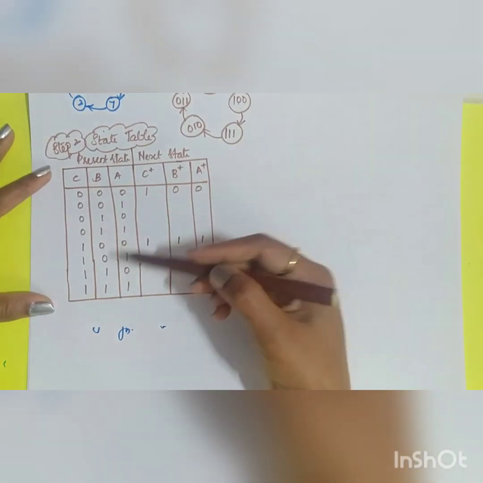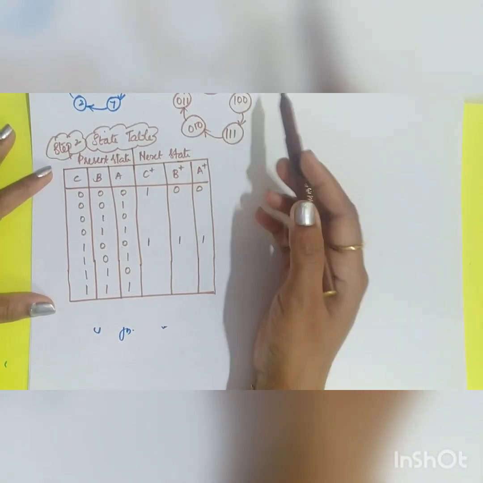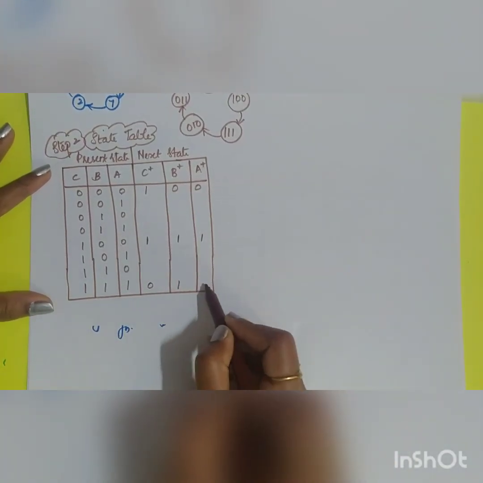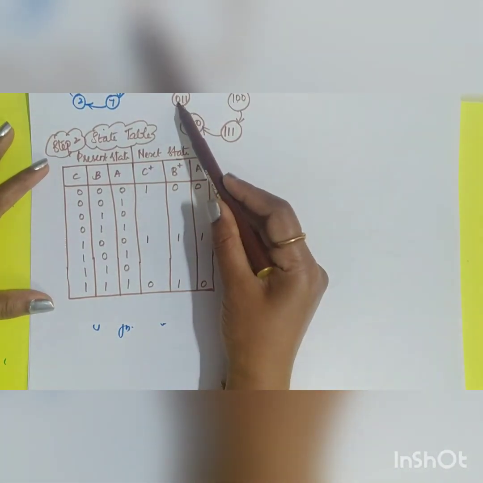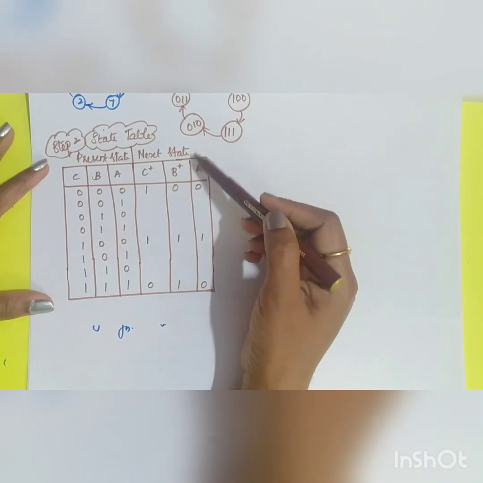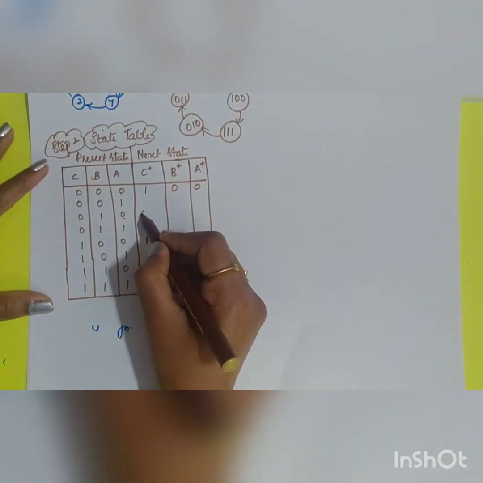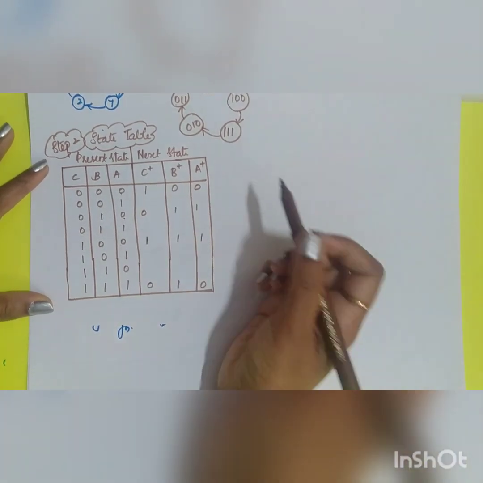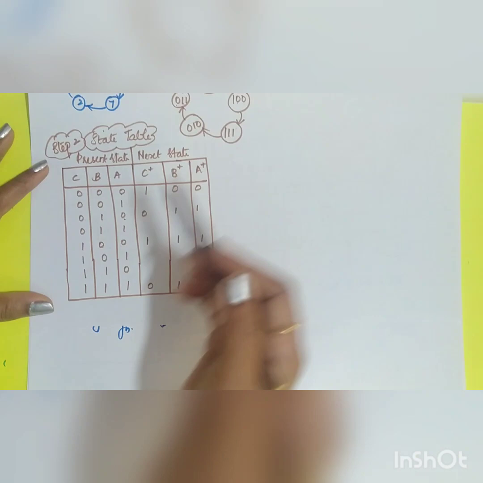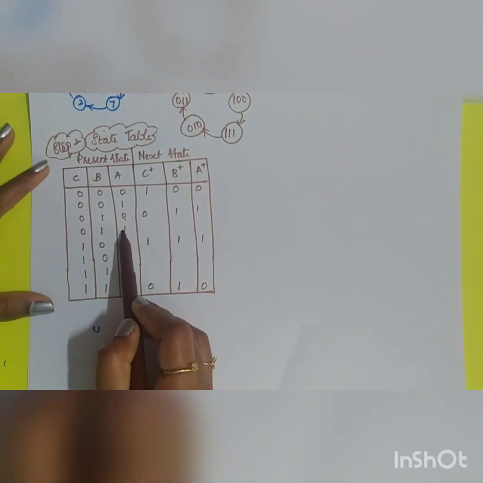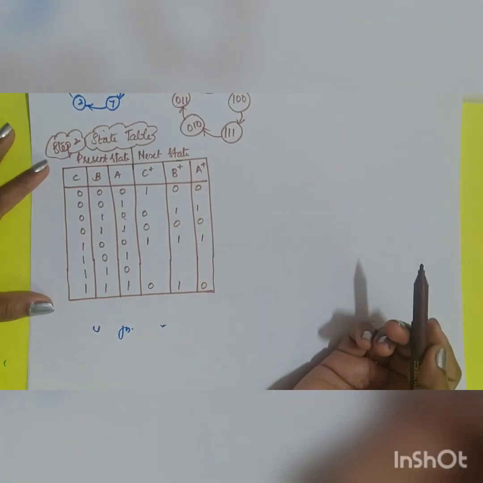Okay. Now your present state is 1, 1, 1. From 1, 1, 1, it is 0, 1, 0, so 0, 1, 0 will be your next state. From 0, 1, 0, what is your next state? 0, 1, 1. Okay. So from 0, 1, 1, again it is going back to 0, 0, 0.